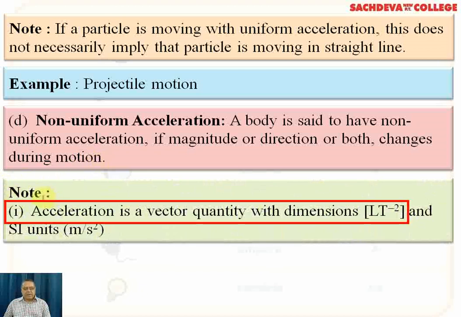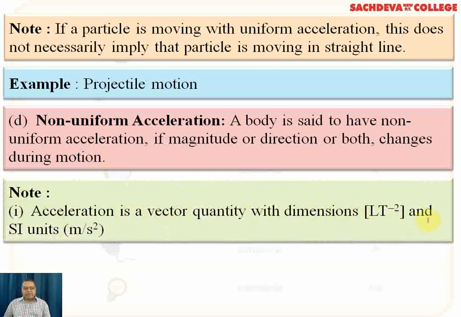Now again, acceleration is a vector quantity and has dimension LT^-2. When we use the term acceleration, it is velocity over time. Velocity is LT^-1 divided by T, so the whole function will become LT^-2. This can also be written as M^0 LT^-2, and the SI unit is meter per second square.